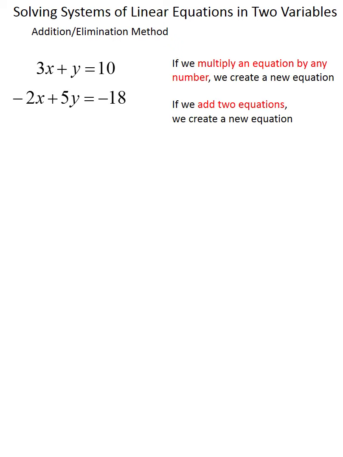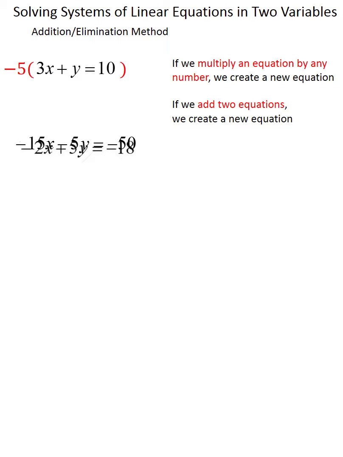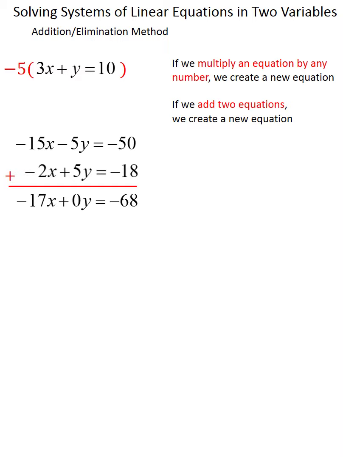Instead of multiplying the top equation by 4, what if I multiplied it by -5? Now that may seem random to you, but you're about to see why that is an excellent choice for a multiplier. Because if I multiply the top equation by -5, and then I add that to the bottom equation, something very helpful happens. I get a 0y term.